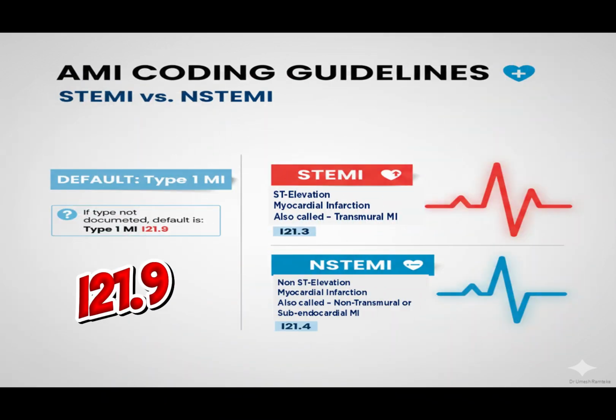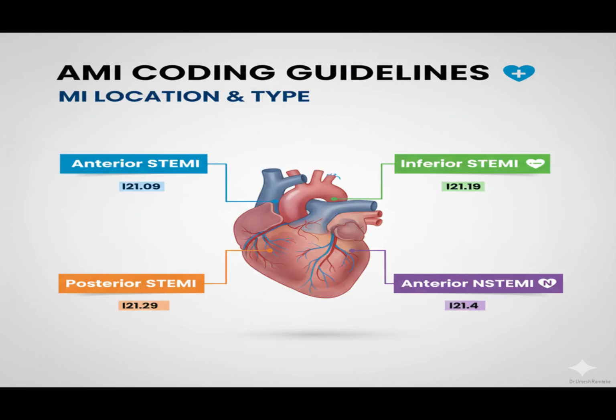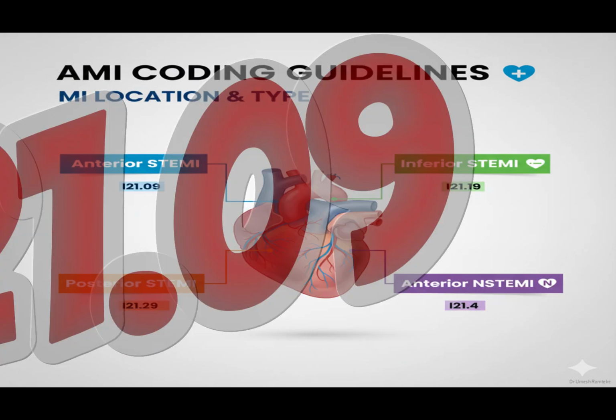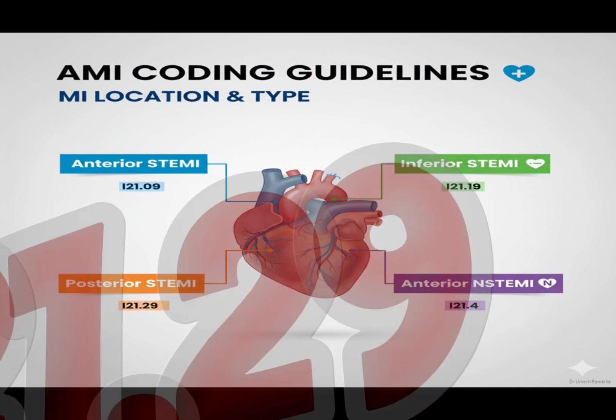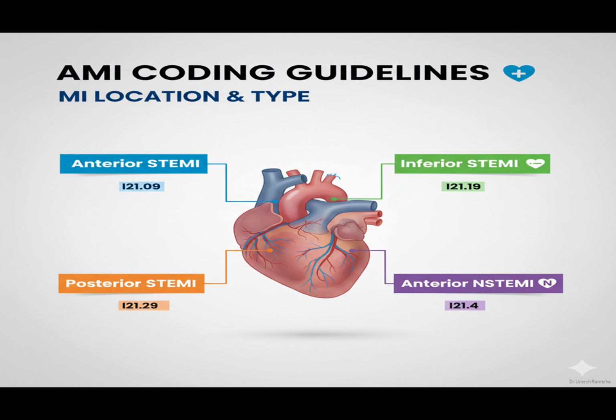Now let's look at the two common types of MI. STEMI, ST elevation MI, I21.3. This is also called transmural MI. NSTEMI, non-ST elevation MI, I21.4. This is also called subendocardial MI or non-transmural MI. We also have location-specific STEMI codes: anterior STEMI, I21.09, inferior STEMI, I21.19, posterior STEMI, I21.29, and one more, anterior NSTEMI, I21.4.